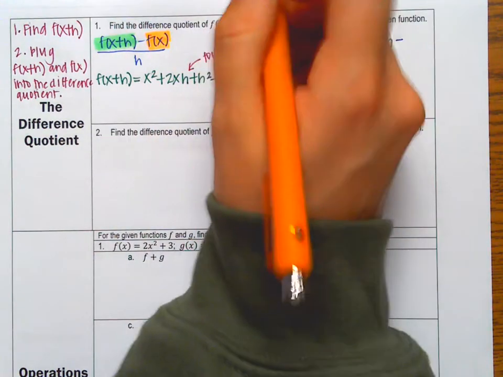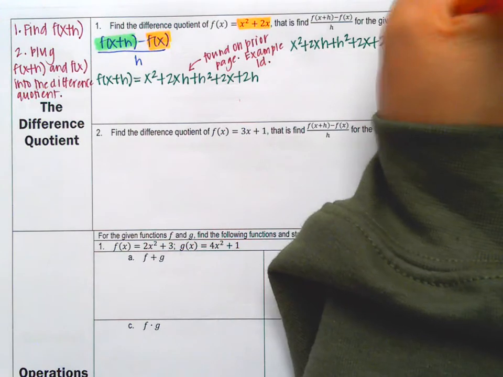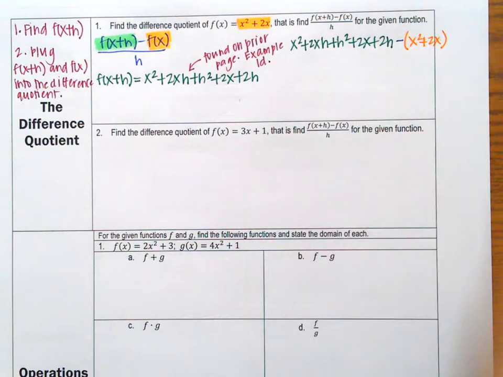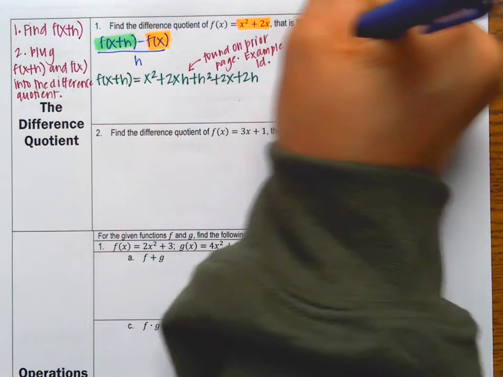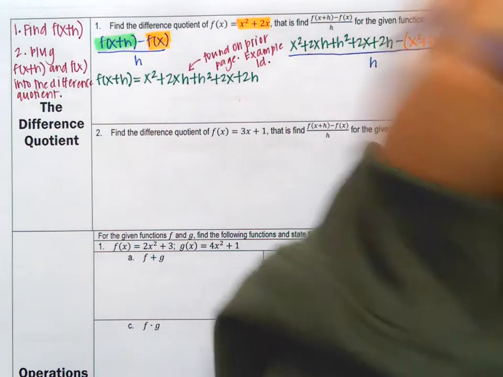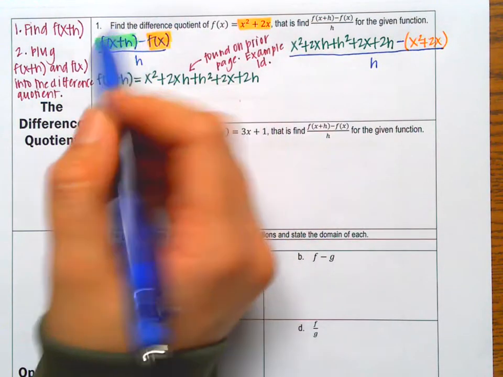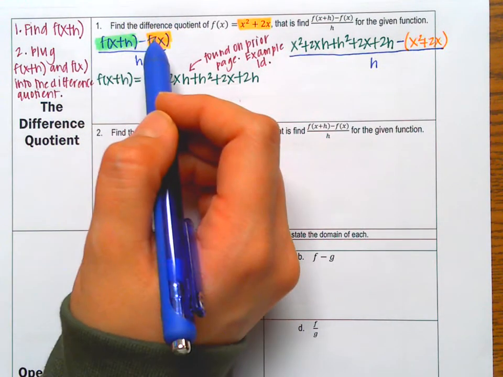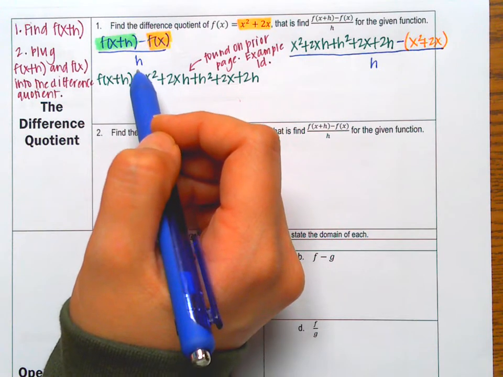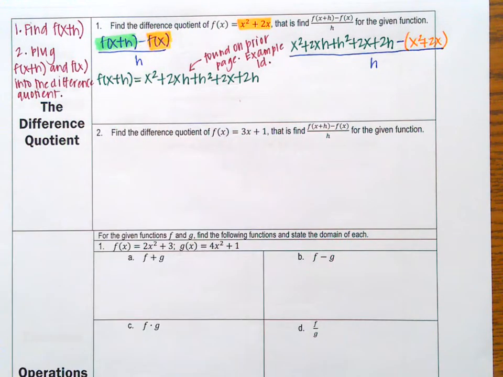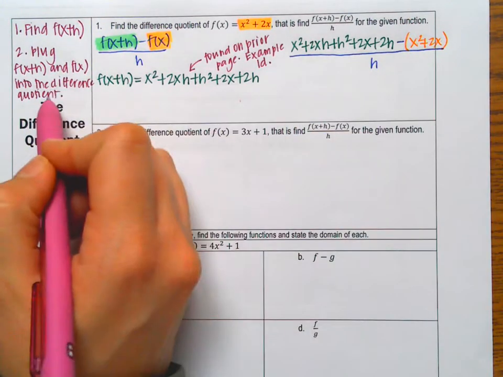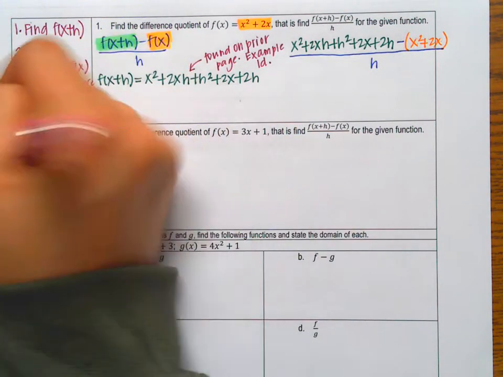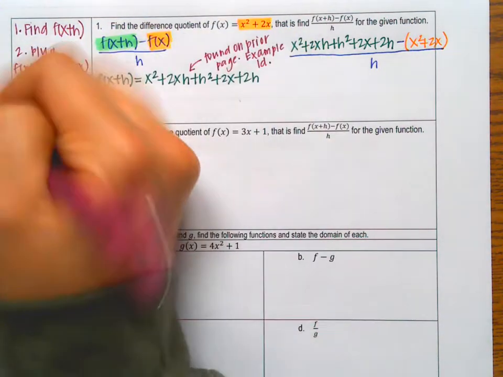So f of x is this whole thing. We do need to put it in parentheses because we are going to be distributing that negative, divided by h. That's never going to change. What does change is whatever f of x plus h is and whatever f of x is, but the h always stays constant. So from there, step 3, once we plugged in f of x plus h and f of x into the difference quotient, my third step is to just simplify as much as possible.